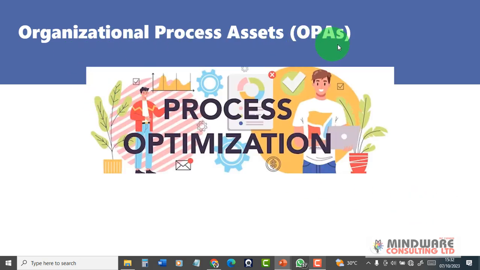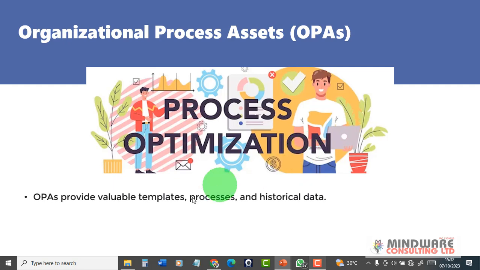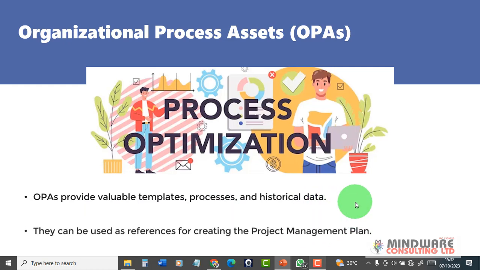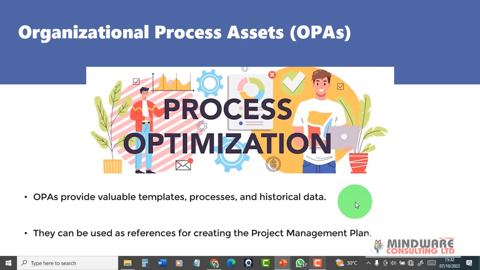Next is organizational process assets, or OPAs. OPAs provide valuable templates, processes, and historical data. All right, so you have all that data that was used from past projects and also from experimentation or research work. You have them in the form of templates, in the form of process documents, and then historical data. You have them stored up. So all these things are what form our organizational process assets, and they can be used as references for creating the project management plan.